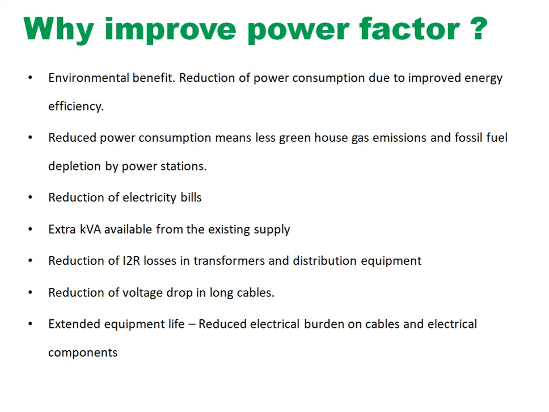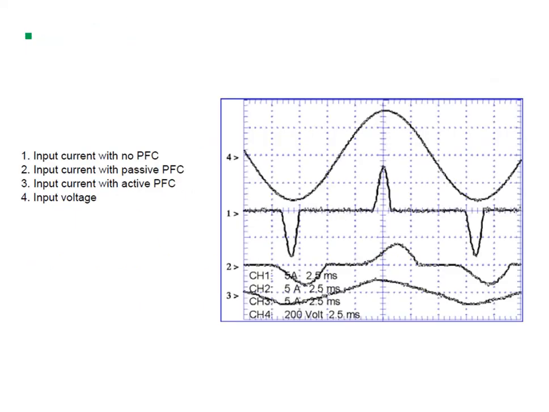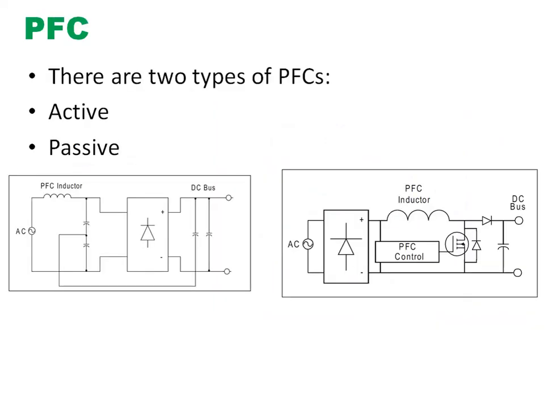So let's summarize. We have seen the basic terminology: what is meant by power factor, what is meant by harmonics, and what is meant by distortion and displacement power factors. Now let us focus on the active power factor correction method in the upcoming videos.